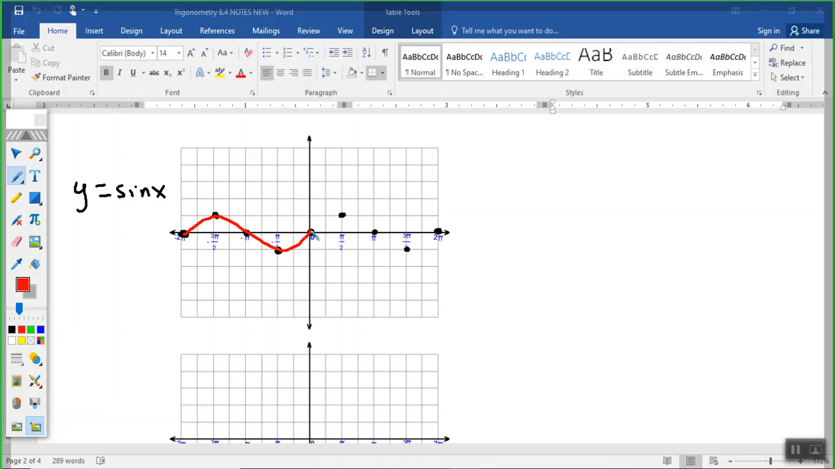We went from negative 2 pi to what? 0. What's the amplitude of this? What's the highest value? One. What's the lowest value? Negative 1. Okay? Distance would be 2. Guys, the amplitude is really the distance above or below the midline. How many units above or below the midline? 1 unit.